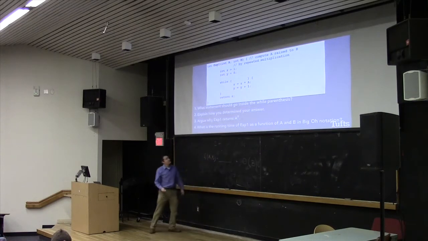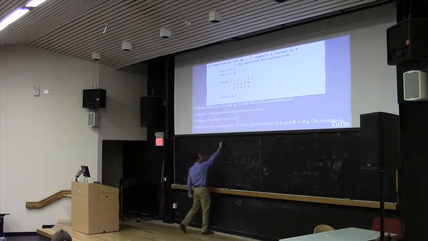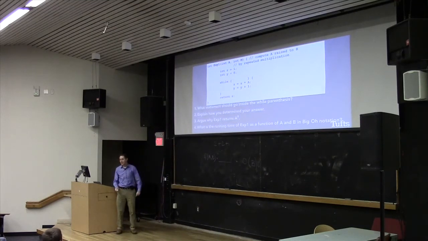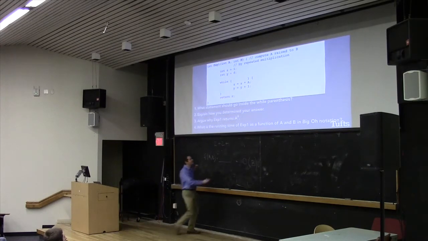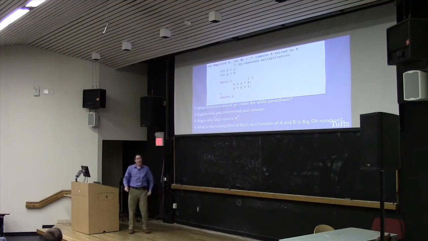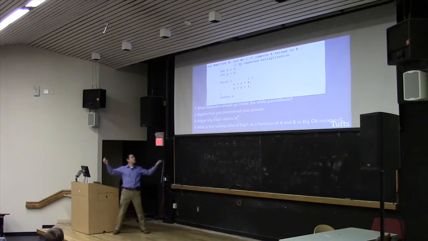How many for the second one? 2 also. And then the while loop. How many times is that while loop going to loop through? It's going to be b times, right? And how many different operations are inside that? You can probably get away with 4.